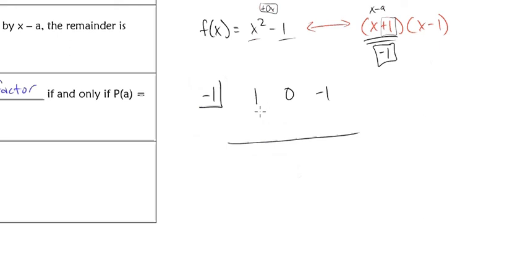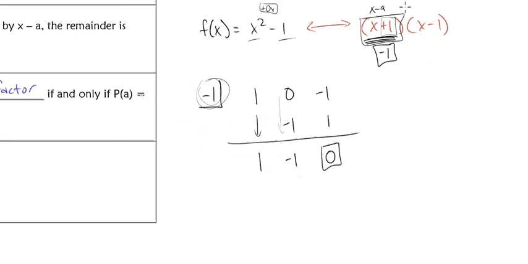For synthetic division, bring the first number straight down, don't do anything to it. So 1 comes on down. Then we multiply it by our a value. So negative 1 times 1 is negative 1. And then again, we add. So 0 plus negative 1 is negative 1. Now we multiply that by our a value. So negative 1 times negative 1 is positive 1. And negative 1 plus 1 is 0. That's our remainder. So we have a remainder of 0, meaning that x plus 1 is a factor. That was what we just divided out.